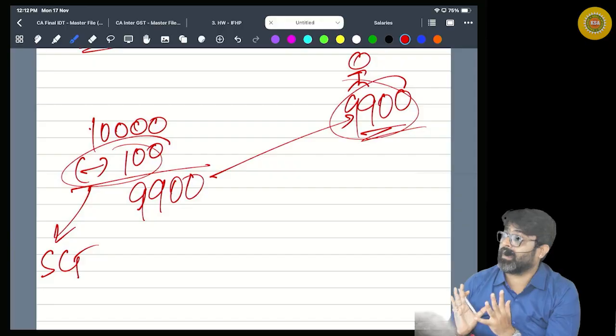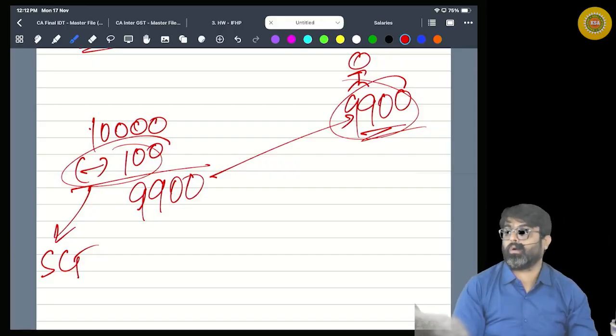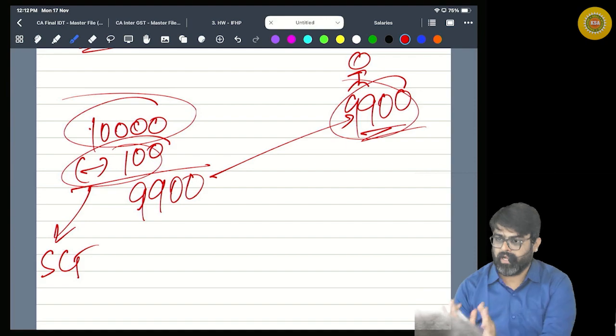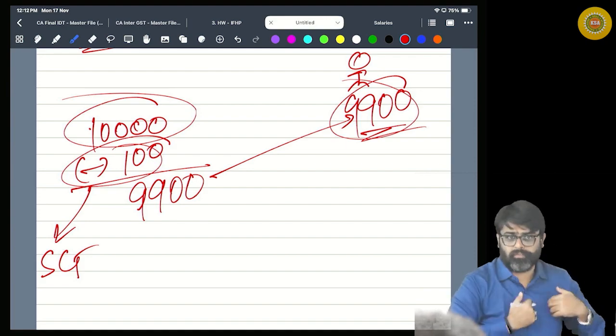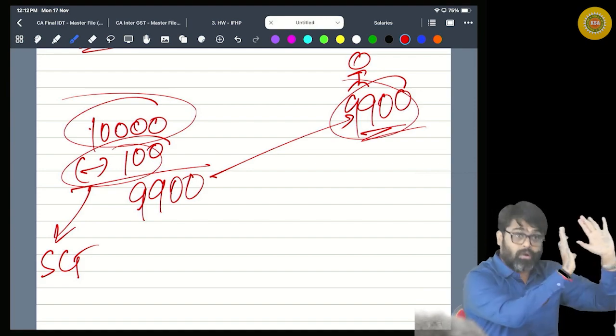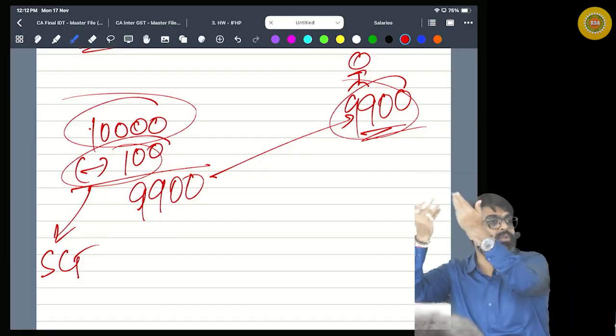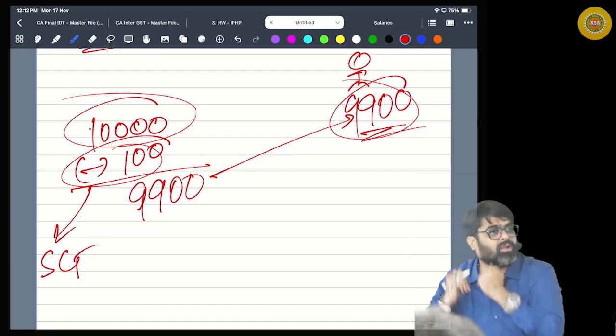How much salary income will he show? 10,000. He will show that my income is gross: my income is 10,000. And out of this 10,000, the employer deducted 100 and paid it to the government. It is as good as paid by me only, no?